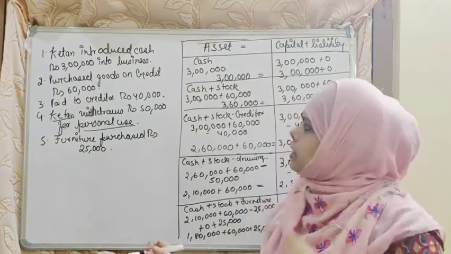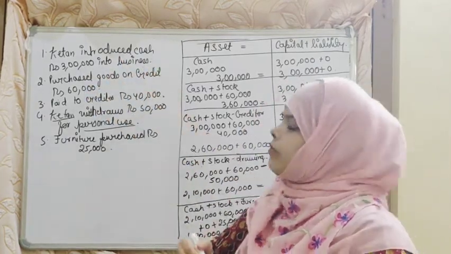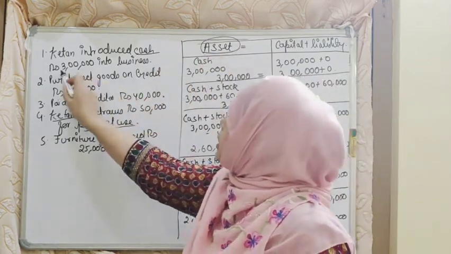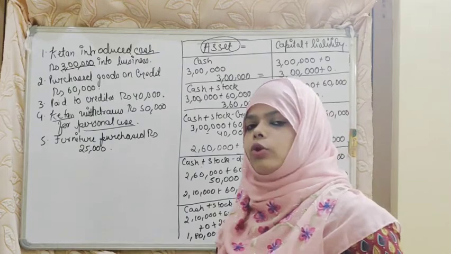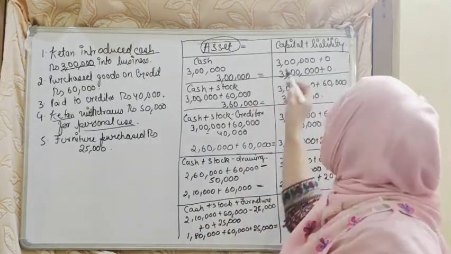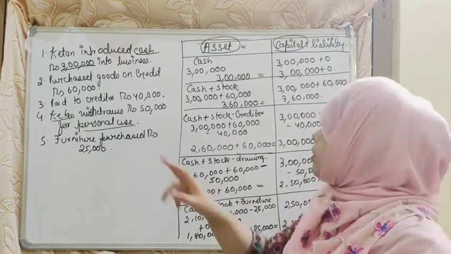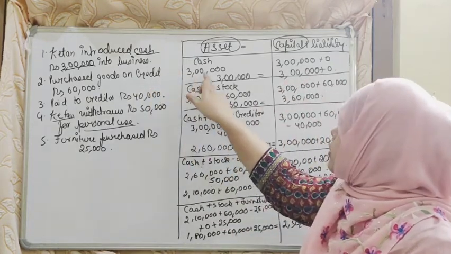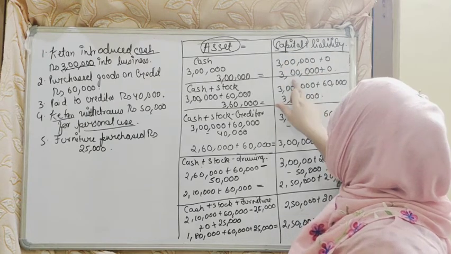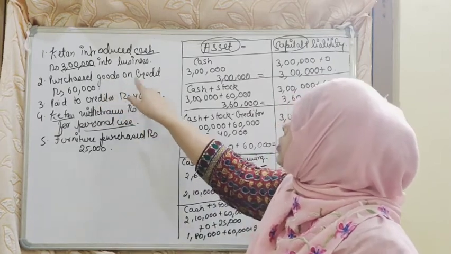Prior transactions once again. First part is Ketan introduced cash of rupees 3 lakhs into the business. If cash is introduced, then it will affect the asset part obviously, and introduction of cash in the commencement of the business or starting of the business is called capital. So there is no part of liability played in the first transaction. So we write it as cash 3 lakhs is equal to capital plus liability, 3 lakhs plus 0. Coming now to the second transaction, purchase of goods on credit.